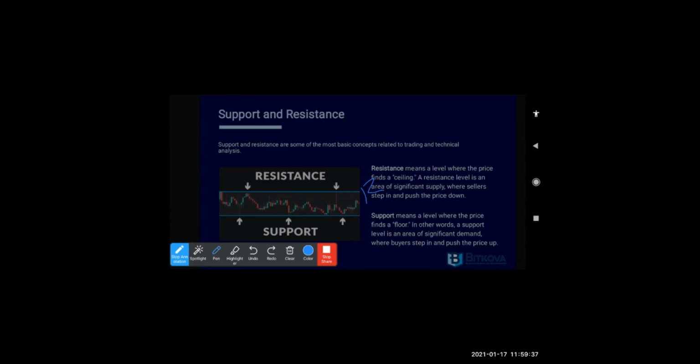The support is just a level where the price finds a floor, a solid point that can hold the price of that particular aspect. So we call it a level of significant demand, because most of the times people enter around these particular places and people sell around these particular places. So this is just what the support and resistance is giving to you as a beginner, that usually buying takes place around support and selling takes place around resistance. So buyers step in here and sellers step in here. Sellers sell, and then buyers buy here.